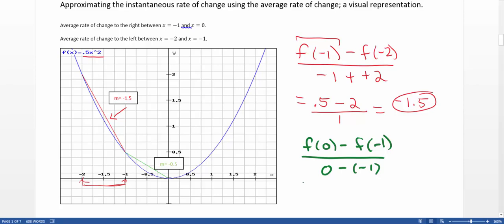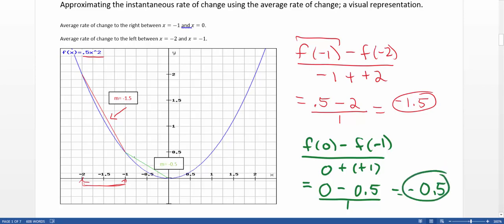So plugging these numbers in, f of 0, if I plug 0 into my function, is going to give me 0, minus f of -1 is 0.5, divided by, now on the bottom, the negative and the minus are going to cancel out. So divided by 1 gives me -0.5. So the slope of the line between -1 and 0 is -0.5.